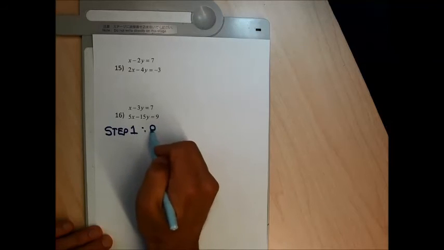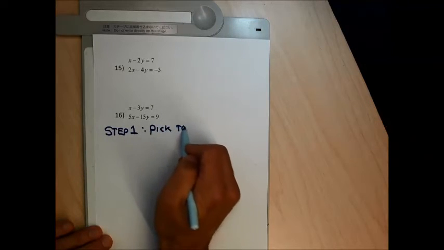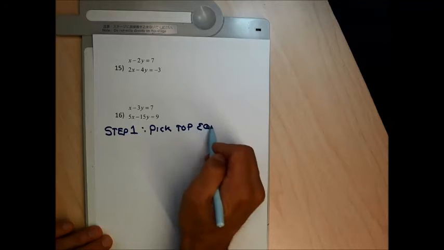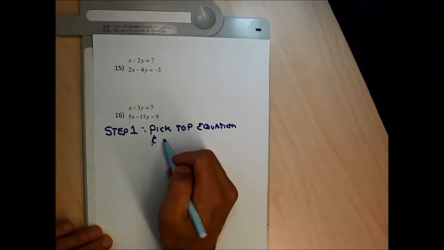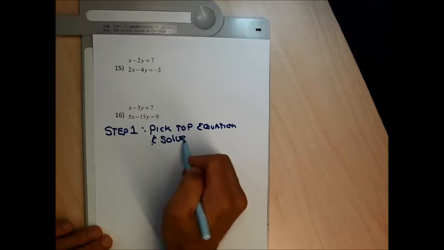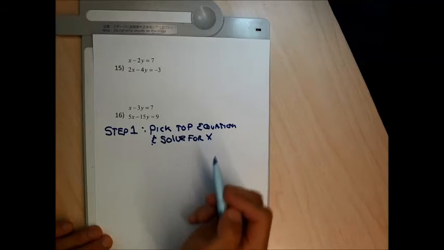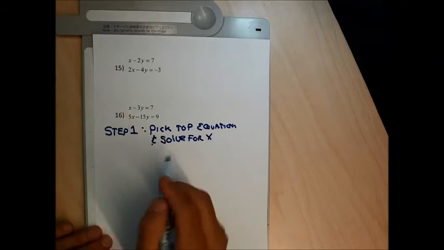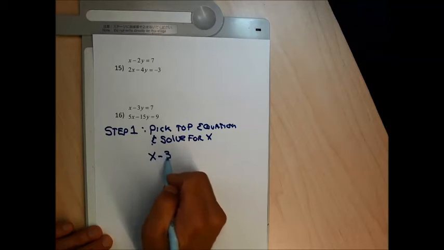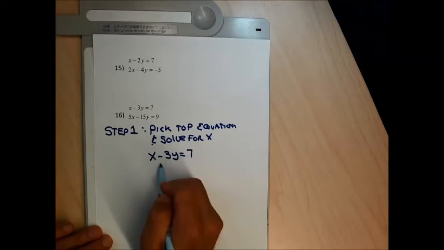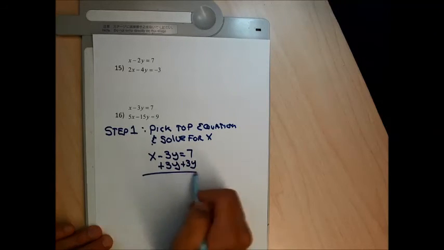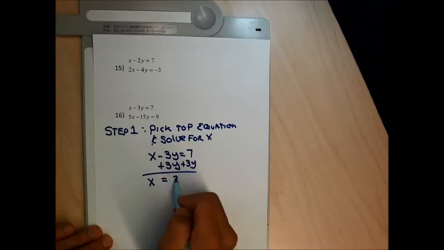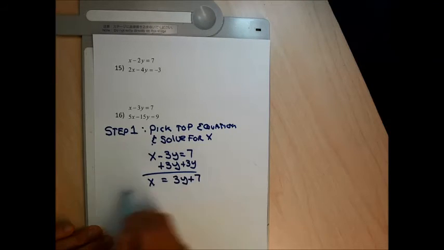I'm going to pick the top equation and solve for x. That's the easiest thing to do because there isn't a number in front of the x. Now I'm going to add 3y to both sides and get x equals 3y plus 7.